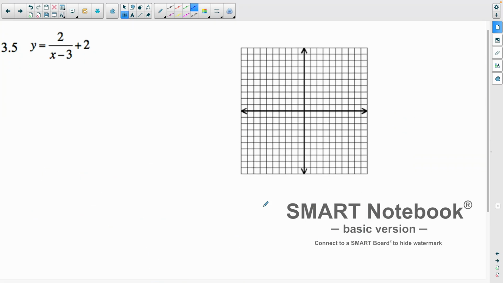Copy this equation now. Y equals 2 over x minus 3 plus 2. All right? Couple little things on this one. What are my transformations that you see in this problem? Up 2. And that's this 2 that you're talking about. Okay?